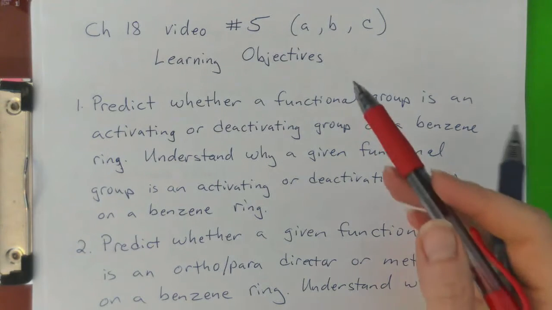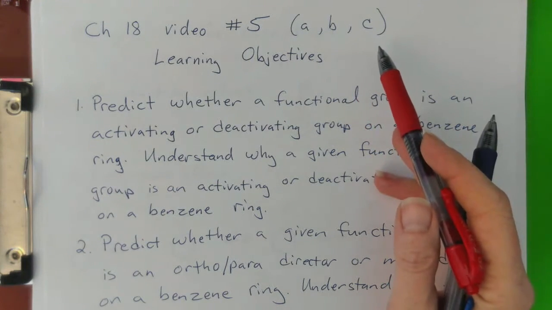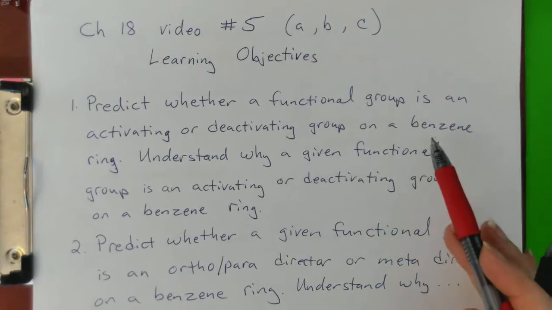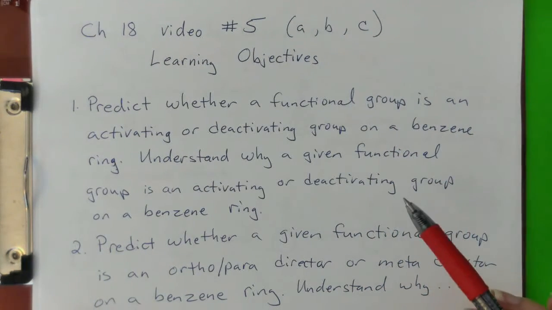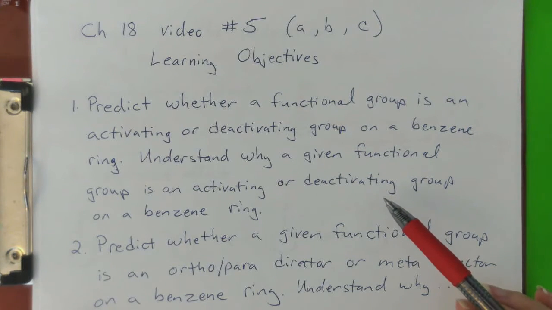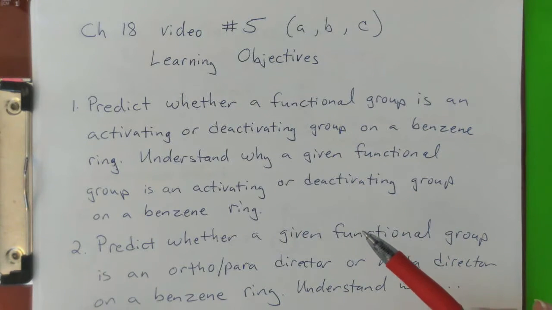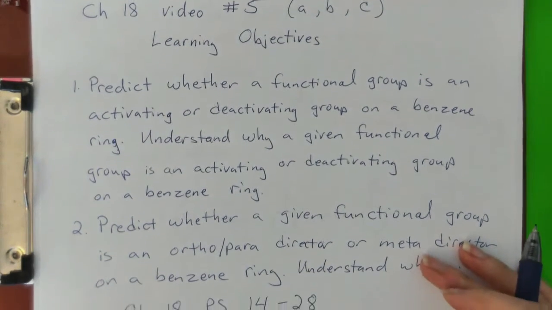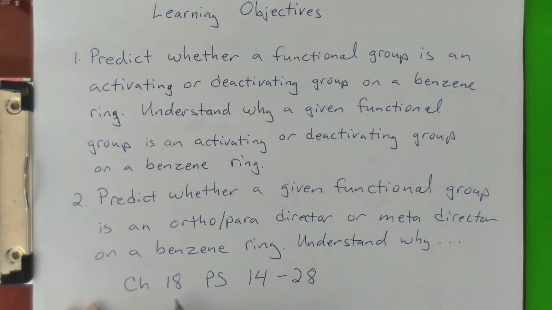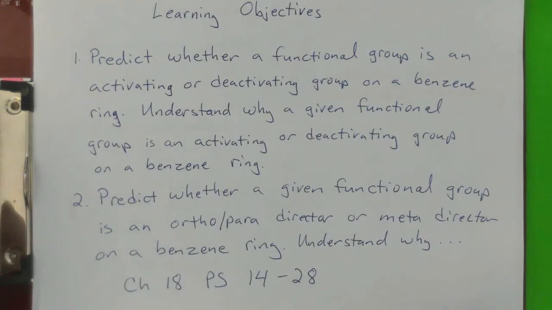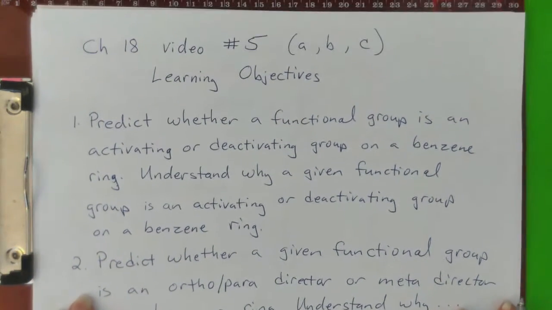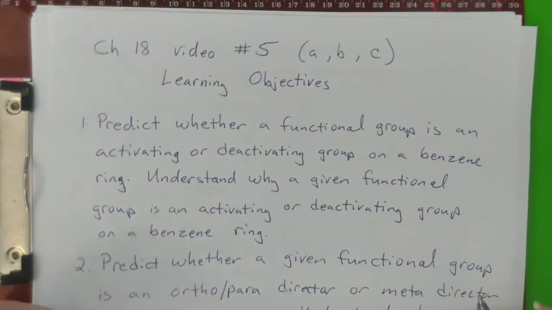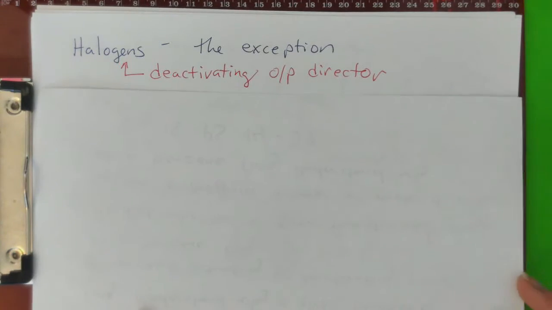Hello and welcome back to the third part of video 5. We'll wrap up talking about the halogens, and then we will go through and try to figure out a way to remember which are going to be strong activators versus moderate versus weak, and same thing for the deactivators. So after watching this video, hopefully you can make it through all of these problems from your chapter 18 problem set. So let's go ahead and pick up where we left off in the last video.